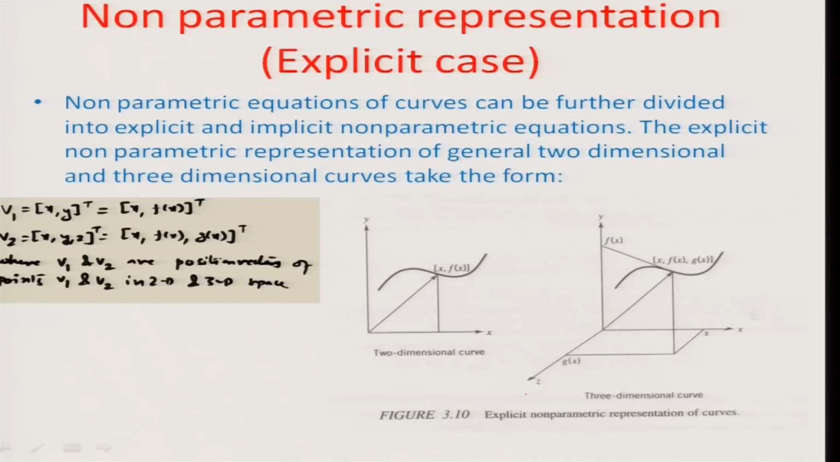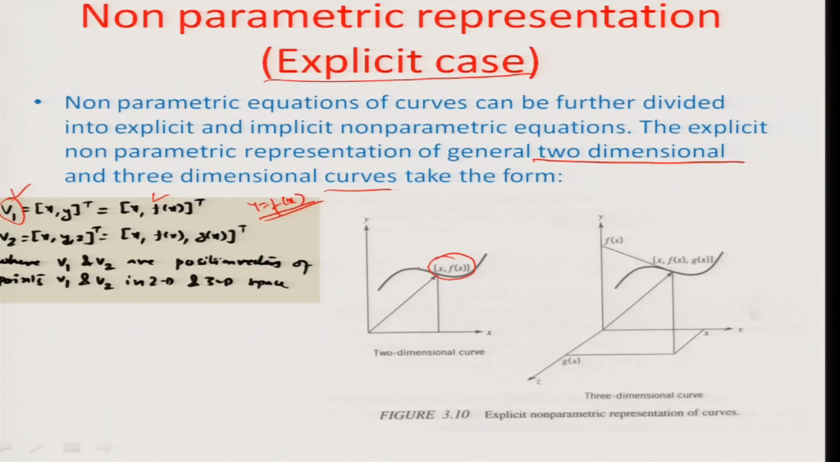So, let us look at an explicit case first of the non-parametric representation. Let us say for a 2-dimensional general curve that we are talking about, there may be a representation in a manner that the y coordinate is varying as a function of x, and you are representing this by looking at x, f(x) as the fundamental way that the coordinate frames are varying for a certain curve.